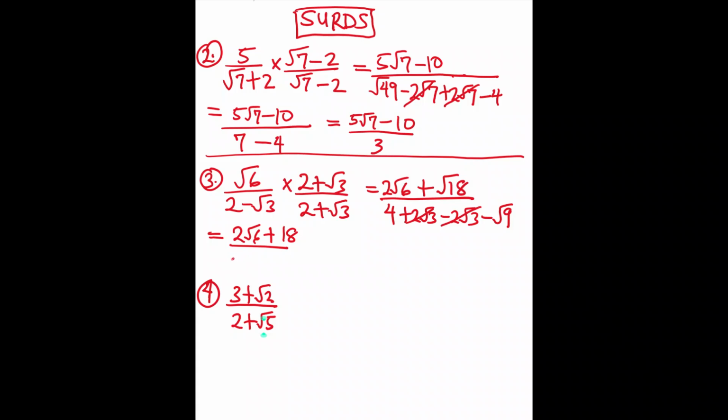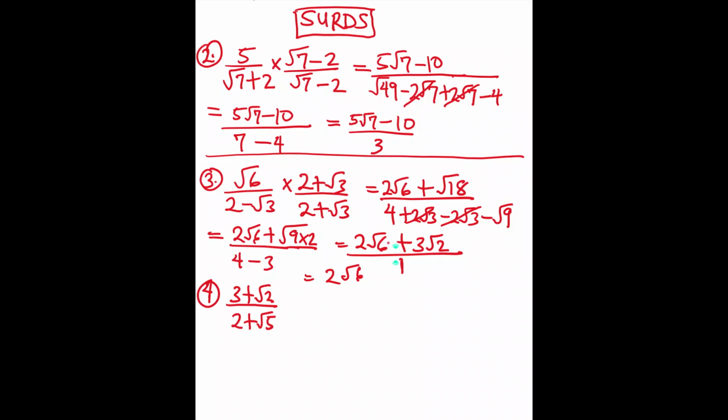So this 2 root 3 will cancel minus 2 root 3. So that's 4 minus root 9. Root 9 is 3. 4 minus 3. So our final answer will be 2 root 6 plus 18. No, sorry, I made a mistake here. Root 18, we can break that one down to be 9 times 2, right? So that will be equals 2 root 6 plus 3 root 2 over 1. 4 minus 3 is 1.